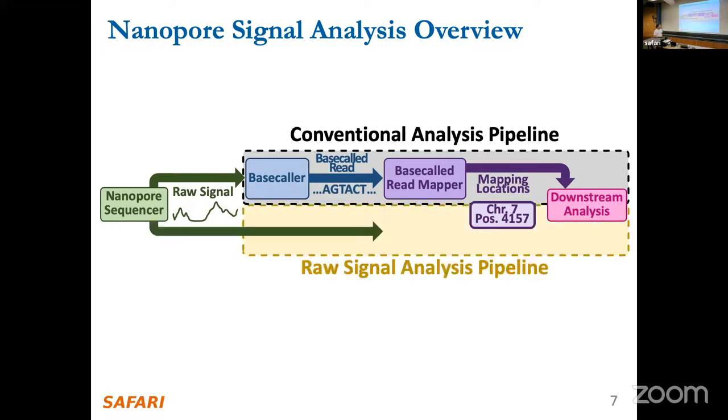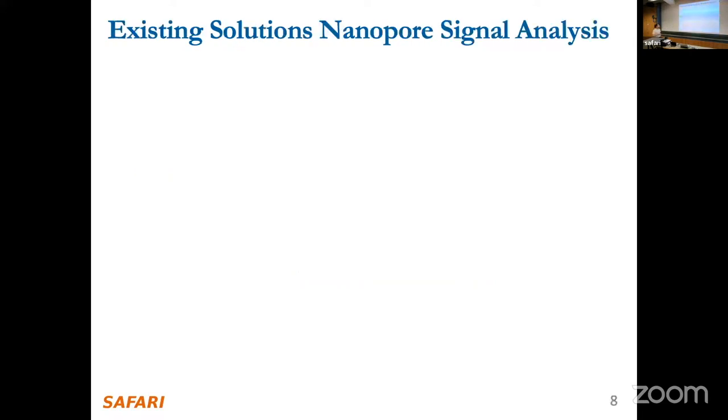In the raw signal pipeline, we skip the base caller. We don't ever convert to ACGTs. We directly map to a reference, and then we call this a raw signal mapper. RawAlign and RawHash are such raw signal mappers. They directly get the raw signal and produce mapping locations.